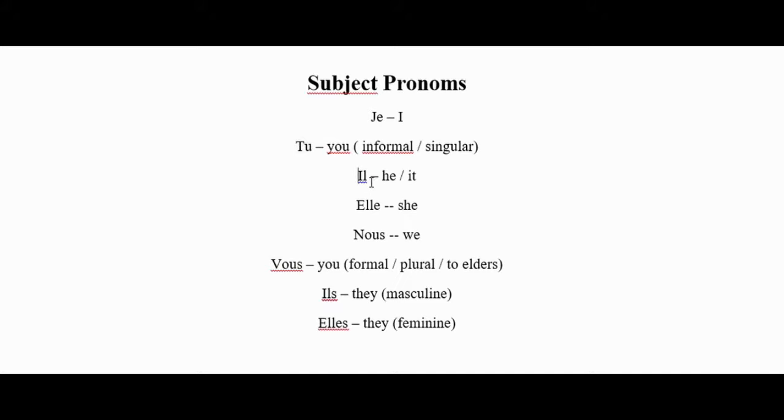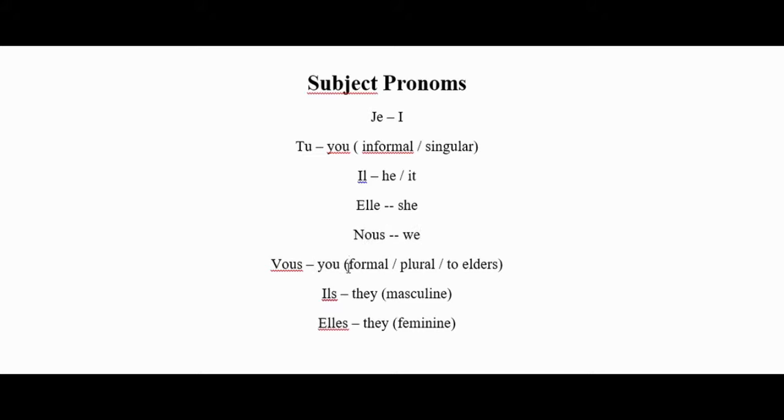And for the words where you are supposed to use he or it, they use il. This is il. And for she, it is always elle. For we, it is always nous. I know it is nous, you might read it as nous, but it is pronounced nu.